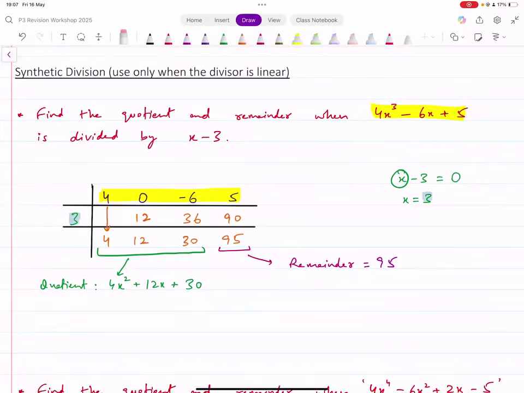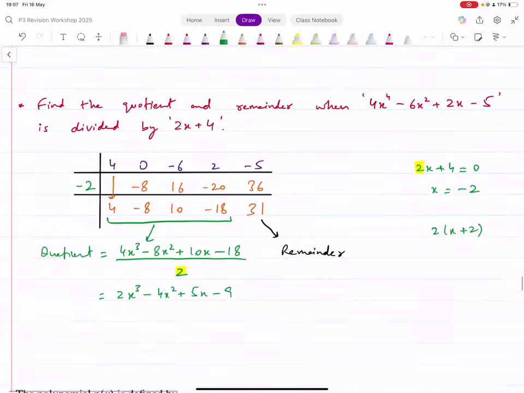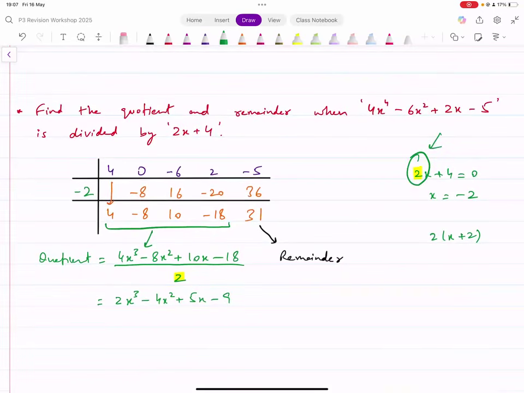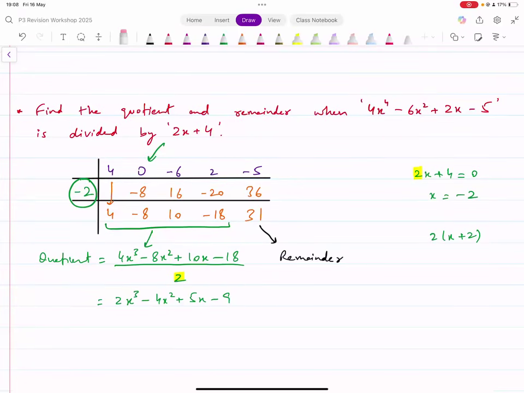Now, this is when the coefficient of x is 1 here in the divisor. If the coefficient of x is not 1, for example, if it's 2x plus 4, then it's the same process. You equate the divisor to 0. That gives you x equals minus 2. Once you have that, you say this is minus 2, and these coefficients of the polynomial are 4, and then x cube is missing. We have to write 0 in place of that, and then minus 6, 2, minus 5. We follow that complete process as we did for the last example. The last number is going to be the remainder, that is 31.